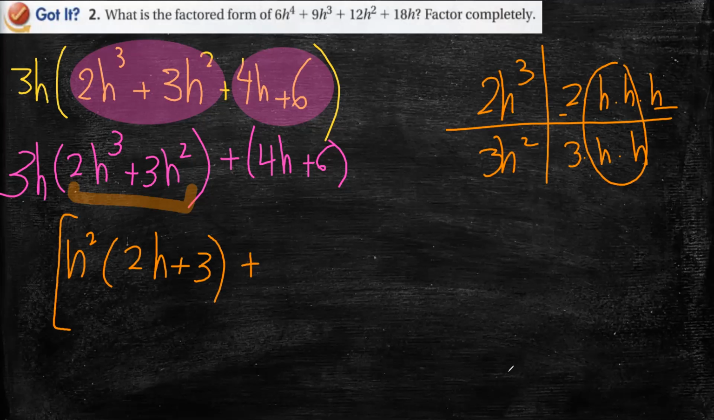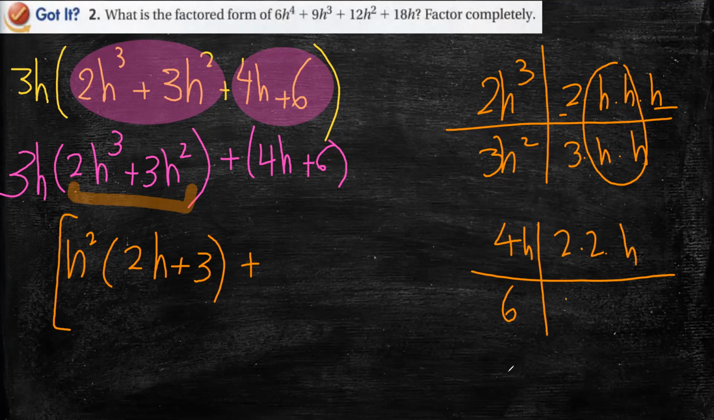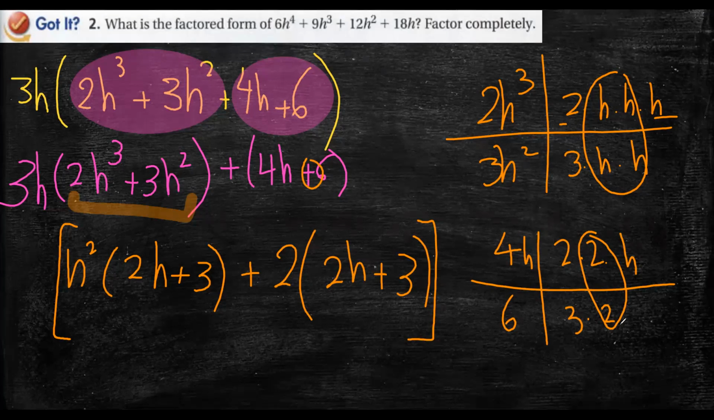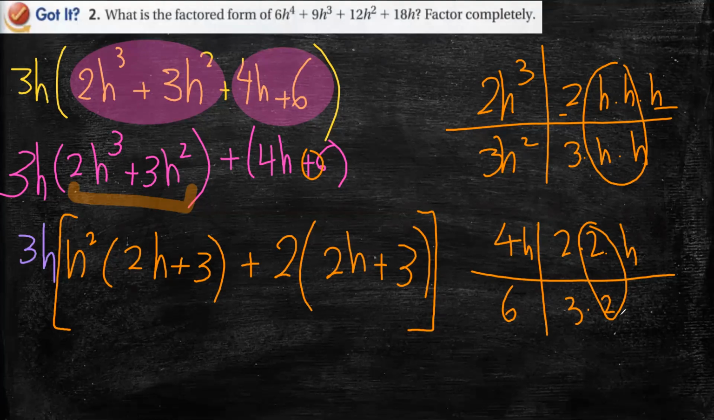Then plus, look at the second one here. We have 4h and 6. Let's group them now: 2 times 2h and 3 times 2. So what is the common factor? Look at the common factor here. We have a 2. Let's write 2 here. Then write what will be left: 2h plus 3. Then after that, don't forget, all of this is multiplied by 3h.